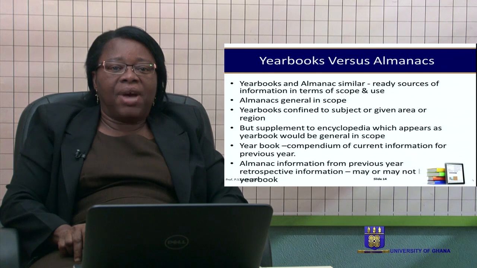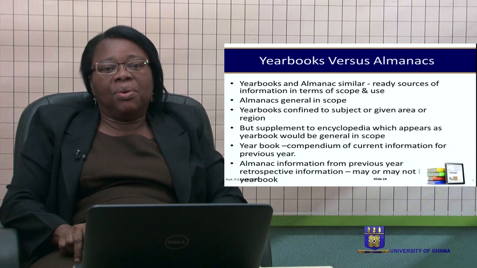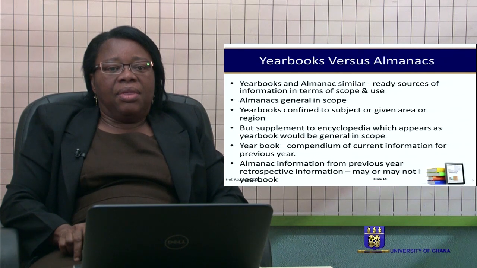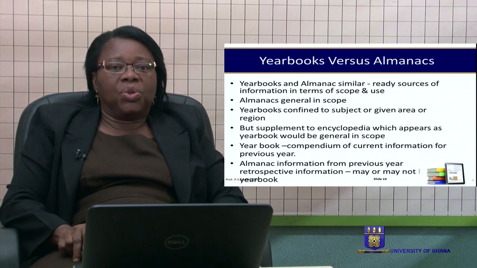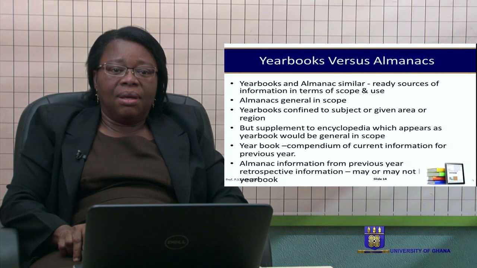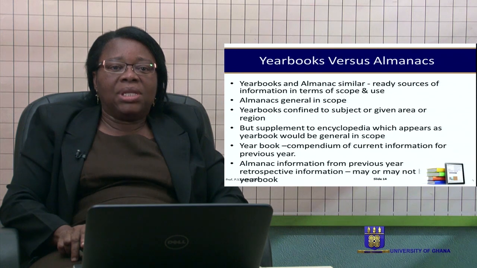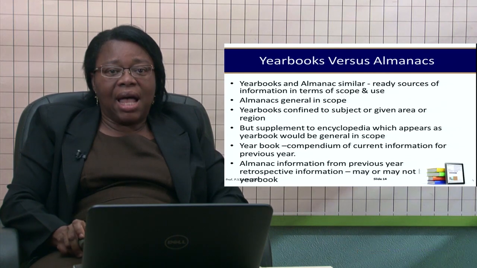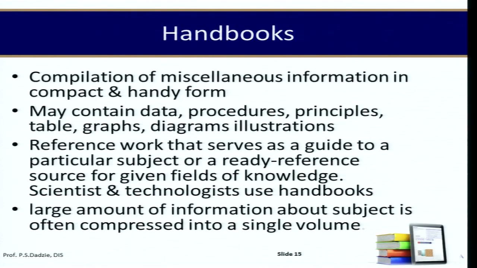A yearbook is usually confined to a subject area or a given area, except the encyclopedia yearbooks, which tend to cover general materials. The almanac contains information from different years, not only the previous year. It will have retrospective information as well. But a yearbook always has information limited to the preceding year. So these are some differences between the yearbook and the almanac.